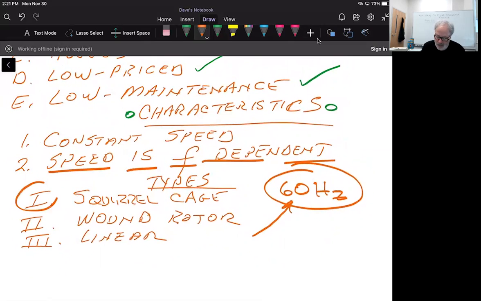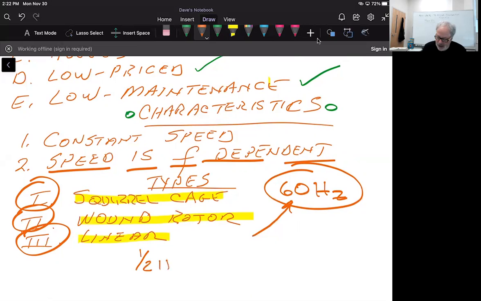And then we're going to look at three basic types, with the primary emphasis on the squirrel cage induction motor. Don't worry too much about that until we get there, in terms of where that term comes from. There's also something called a wound rotor motor, which a lot of applications for that have died away. And then the other one is called a linear induction motor, and we'll look at some of the characteristics of that.